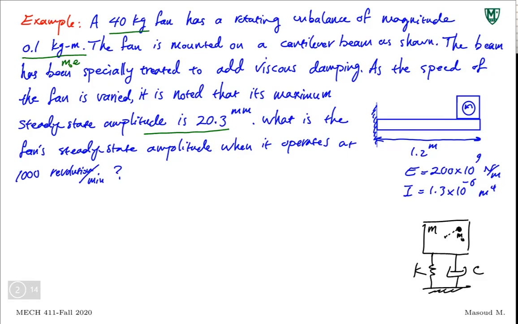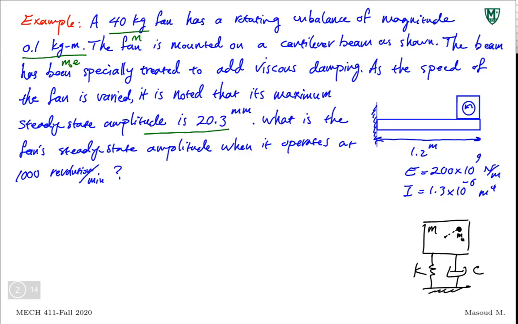Typically for a cantilever beam, we just replace that with the spring, but in this case, we are specifically told that there is viscous damping. So I put this damper there too. So it's very similar to what we studied when we were talking about rotating unbalance. We just have to identify the right values. This is M, as I said. This is M naught E.